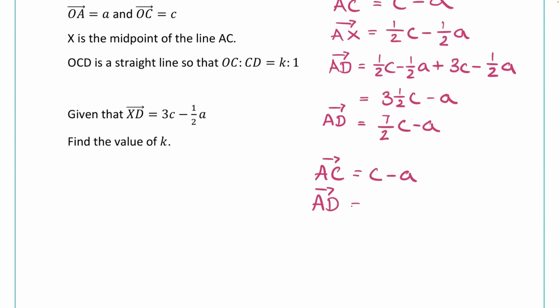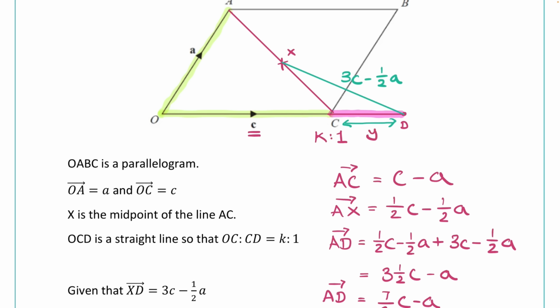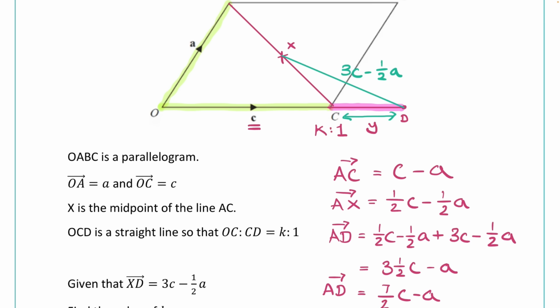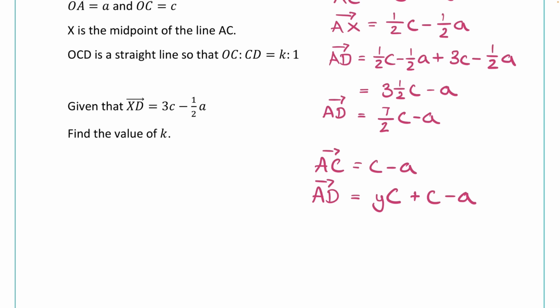So A to D is, and let's pick a letter for this, let's just call it Y, as we already have every other letter. We've got the X as well, we've got the K in the ratio, so we don't want to confuse the letters. So we have Y lots of C plus C minus A, and that is the overall vector. Now this bit here, YC plus C, has to match this 7 over 2C. We've got the minus A in both of them. We just want to know what the difference is in terms of the C's.